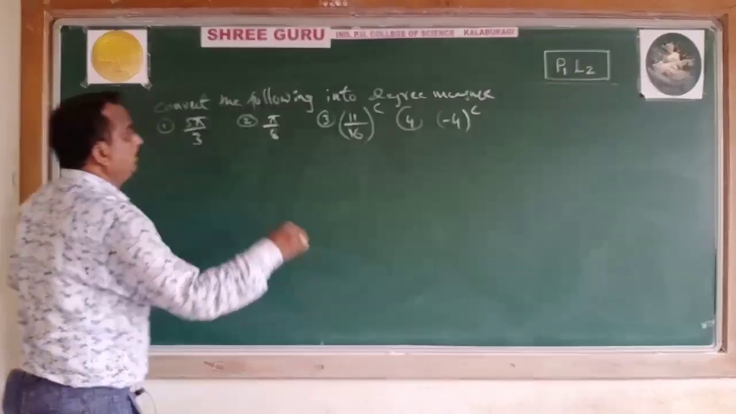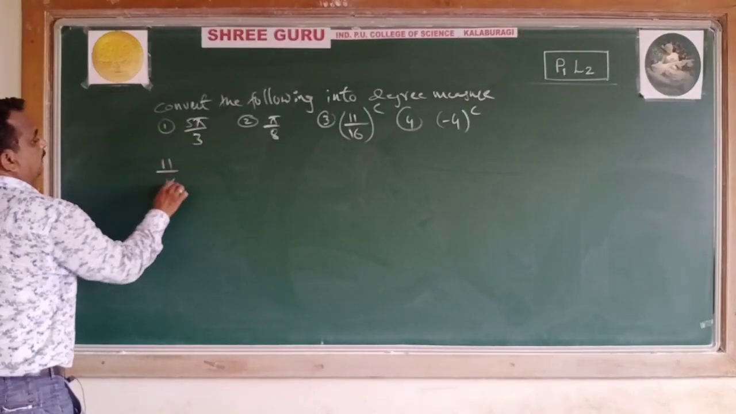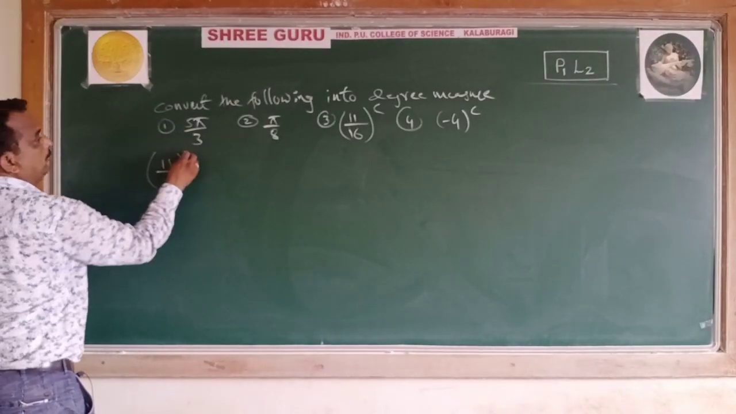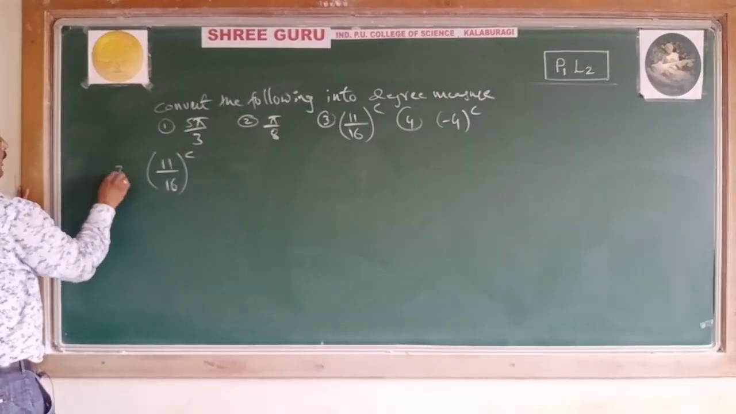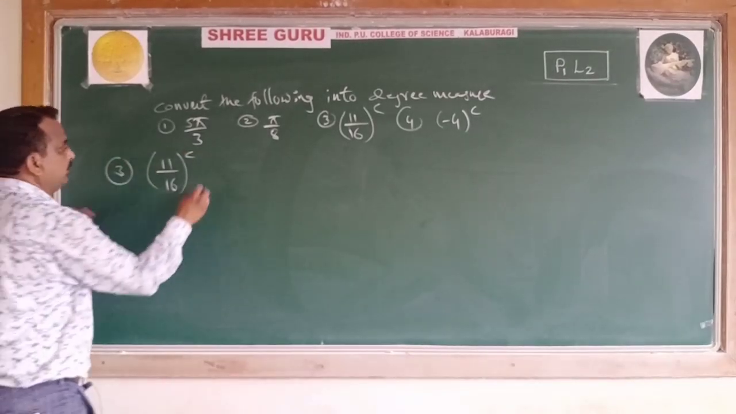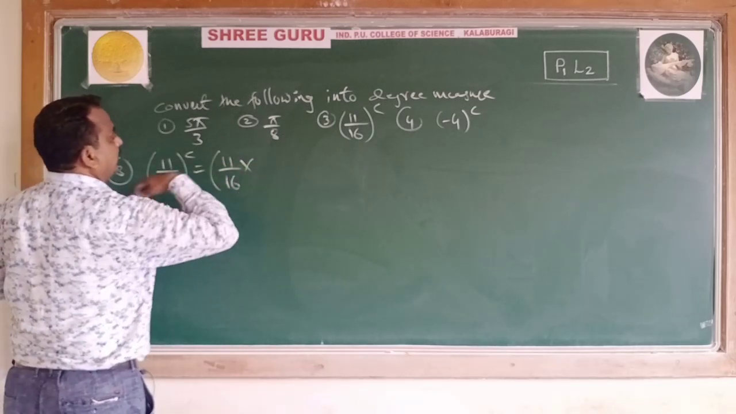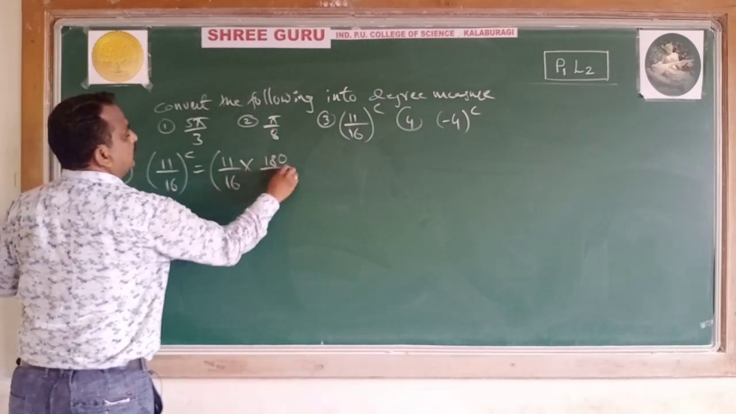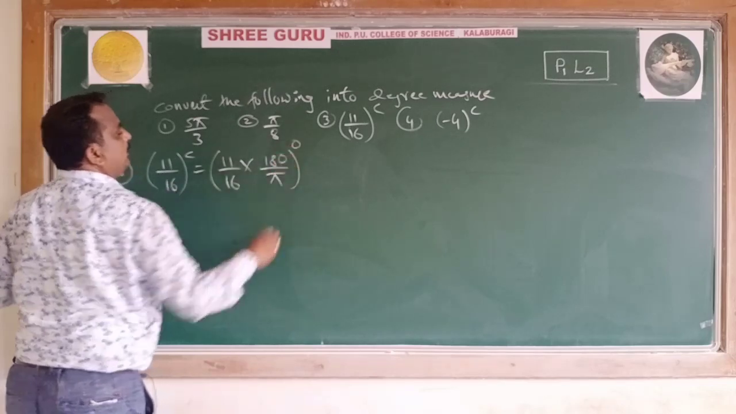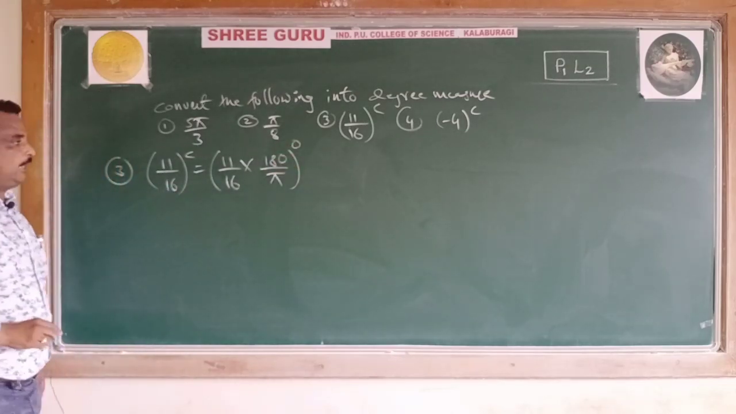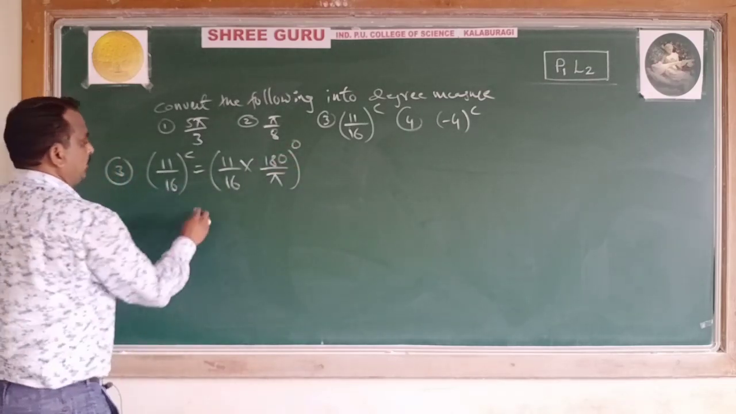See the third one, 11 by 16. As you have calculated just pi by 8, you will get it in terms of a fraction. Let us see this also. Fraction it is, 11 by 16. Conversion of radian to degree: you have to multiply it by 180 by pi.